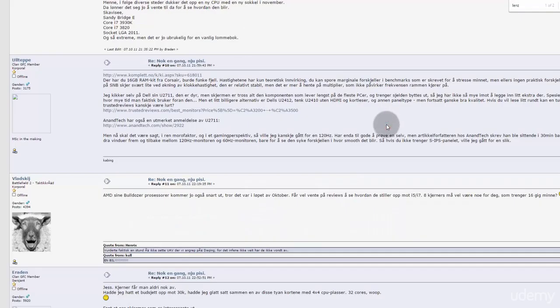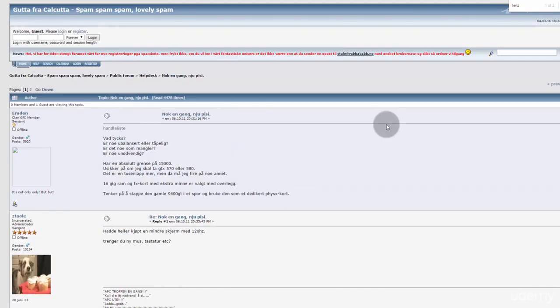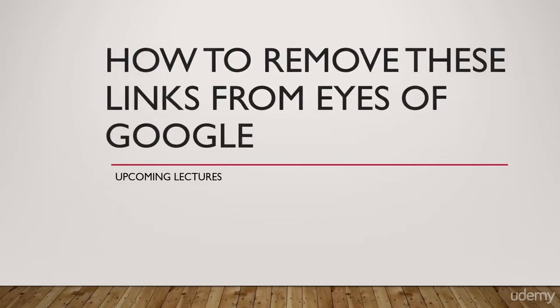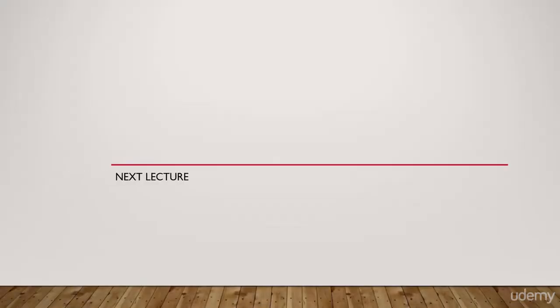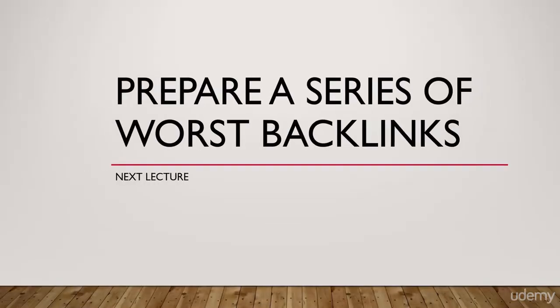But what is the difference between the first and this link? The first backlink has got a link influence score of 0, but still it's not a spam website. But this one doesn't live up to my expectation. So I wish to remove these backlinks from the eyes of Google. So how can you do that? In the upcoming lectures, you will learn how to remove these links from the eyes of Google. But in the next lecture, you will learn to collect a series of backlinks like this and prepare a list of worst backlinks to remove them from the eyes of Google.